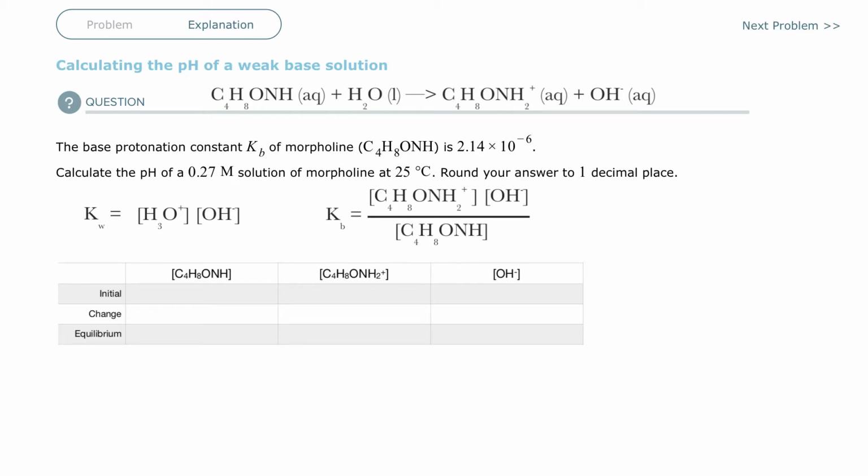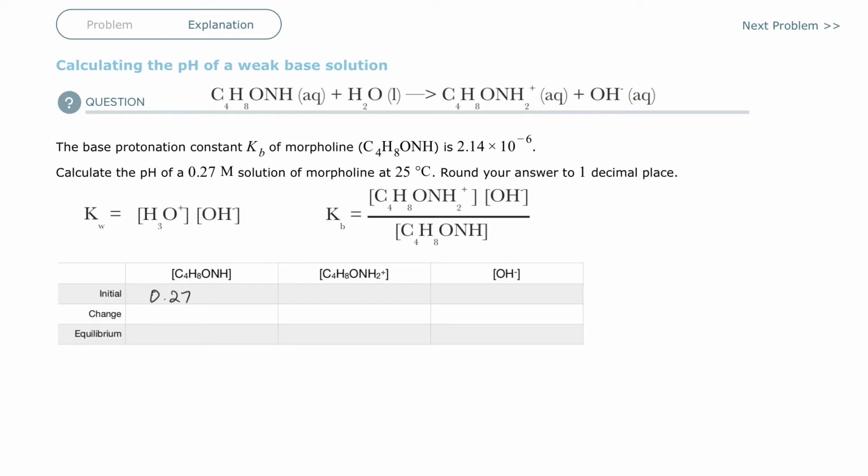What do we know? The only thing that we're given is that 0.27 molar is the molarity of the morpholine. Okay, so let me write that in. This is going to be 0.27 molar. Okay, what else do I know? I know at the beginning, I've only got this. Water is a liquid, so it's not going to be considered at all. Then I've got the conjugate acid of the morpholine and then the hydroxide.